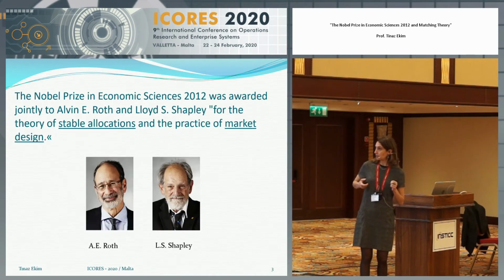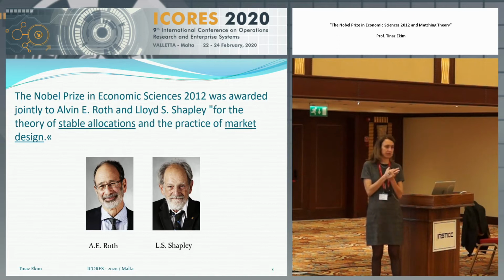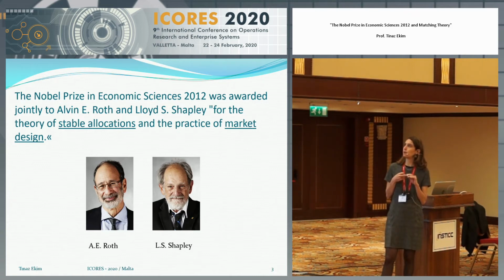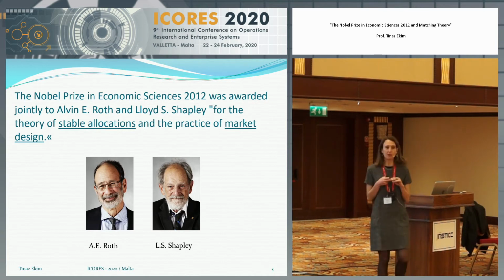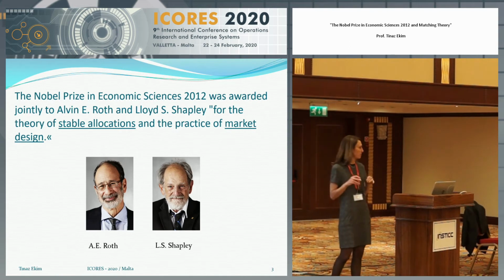Okay, so let's start with our two Nobel Prize laureates, Alvin Roth and Lloyd Shapley. The Nobel Prize in Economic Sciences 2012 was awarded jointly to Alvin Roth and Lloyd Shapley for the theory of stable allocations and the practice of market design. So what is the market design? What is the stable allocations?